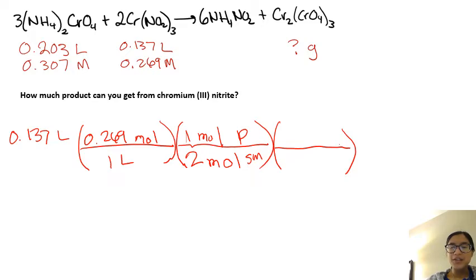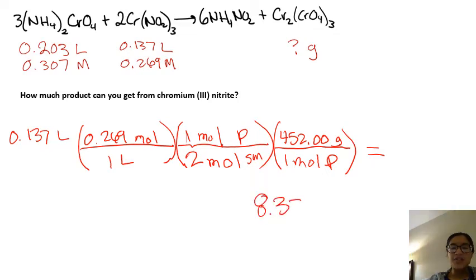Okay, so moles of chromium nitrate, and then there's a ratio, 2 moles of chromium nitrate go to 1 mole of chromium 3 chromate, and then again, it's the molar mass. So in every mole of this product that we're looking for, it is the molar mass, which is 452.0 grams. And once you work that all out on your calculator, you're going to come up with 8.33 grams. So you'll notice that this is the lower amount.